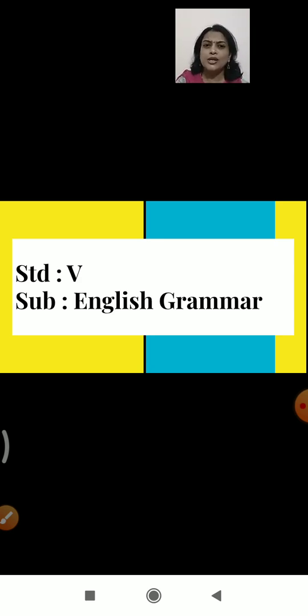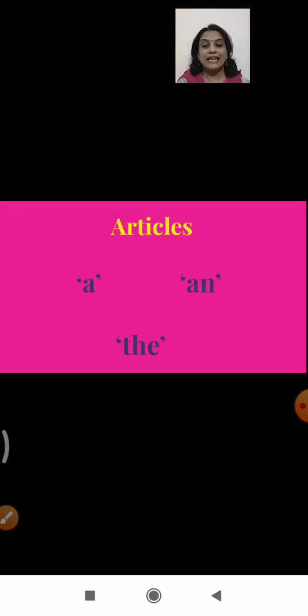Now in English grammar also there are 3 best friends. And their names? What is it? They are articles. Yes. So we are going to do articles today. And you know what they are? A, an and the, right? So these 3 are the best friends and they are called articles. Now we are going to learn about these.